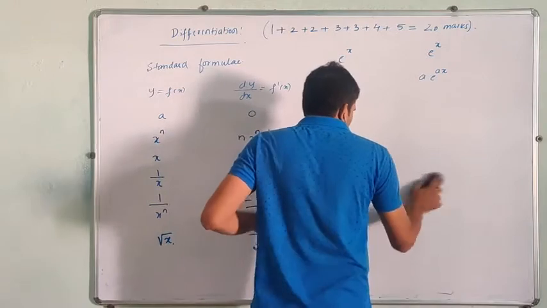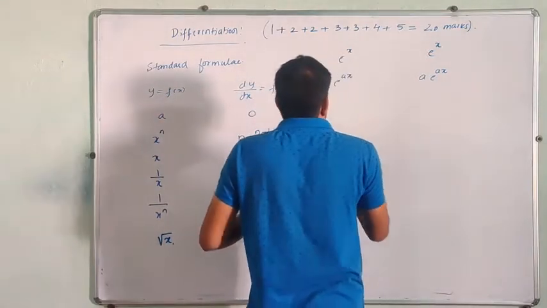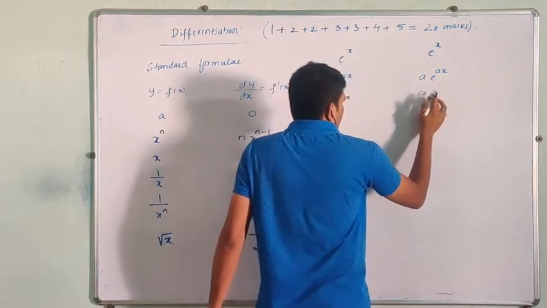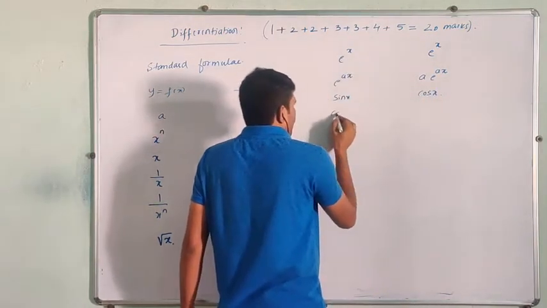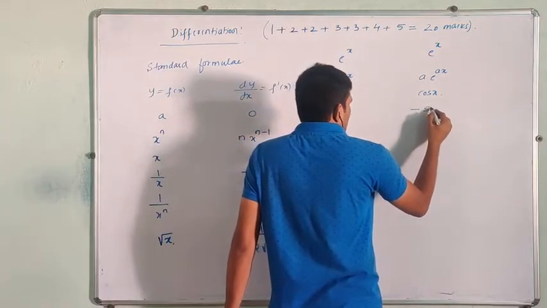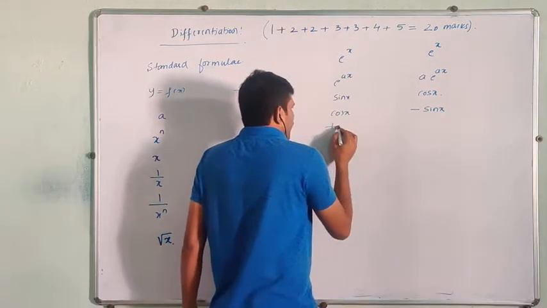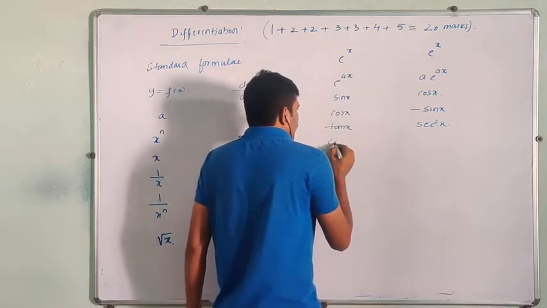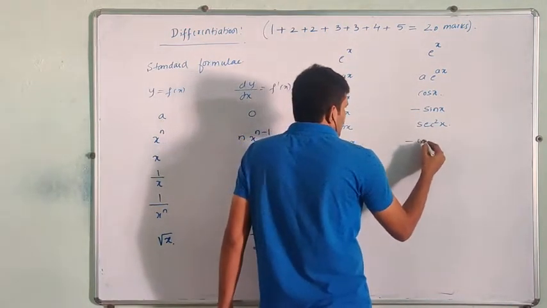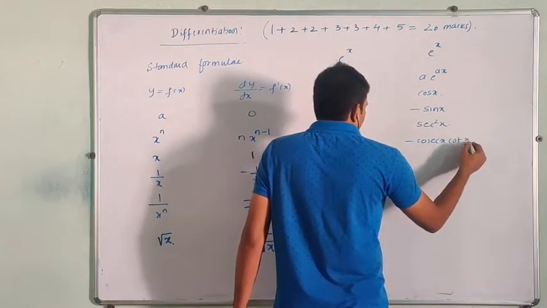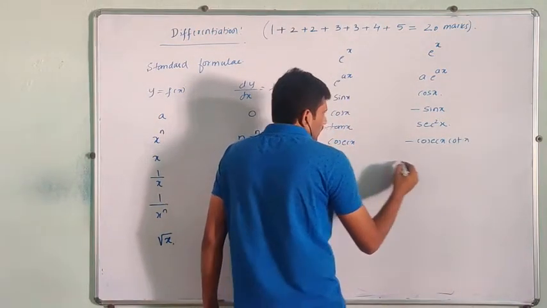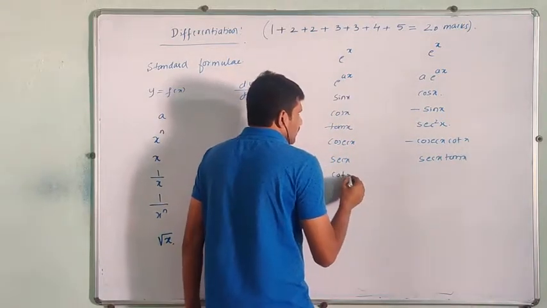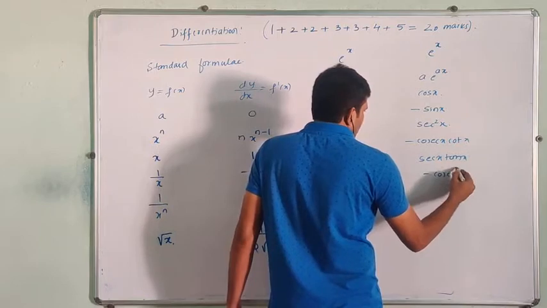See. Then derivative of sin x is cos x. You have to remember all these formulas. Right? So derivative of cos x is minus sin x. Derivative of tan x is sec square x. Right, so derivative of cosec x is minus cosec x into cot x. Similarly, derivative of sec x is sec x into tan x. Then derivative of cot x is minus cosec square x.